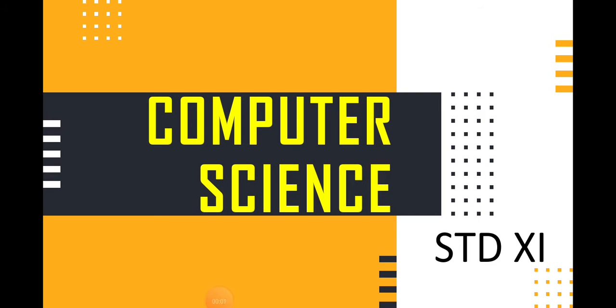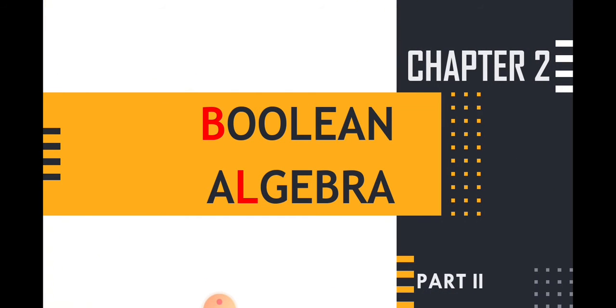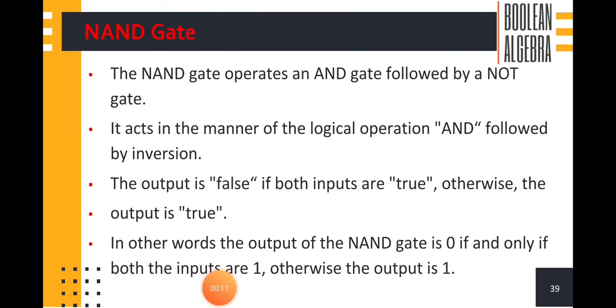Going to discuss 11th standard computer science, chapter 2, Boolean algebra, part 2. This is the third video of this lesson. In the last video class we discussed the NOR gate and the coupled AND gate. Now in this video class we are going to discuss the NAND gate and the coupled OR gate.